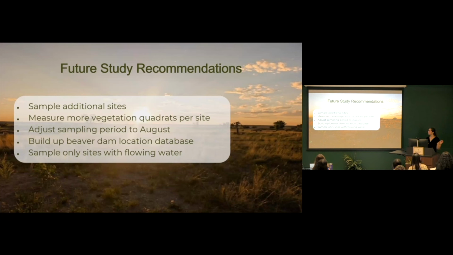Four, it'll be important to build up the beaver dam location database using citizen science, allowing there to be a database of coordinates of all beaver dams in the area. And then the last study recommendation is to sample only sites with flowing water, because again, these frogs generally do not associate with dry areas.